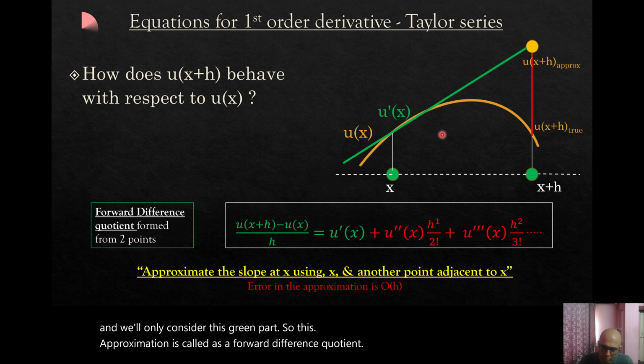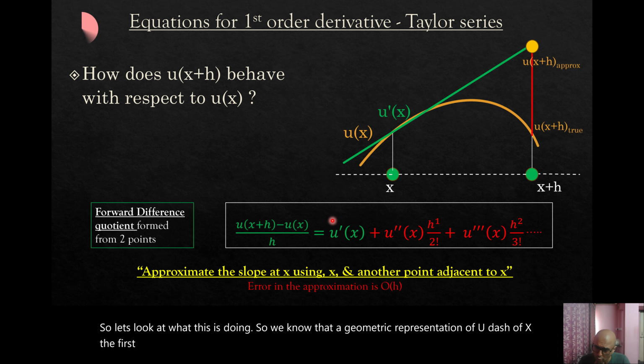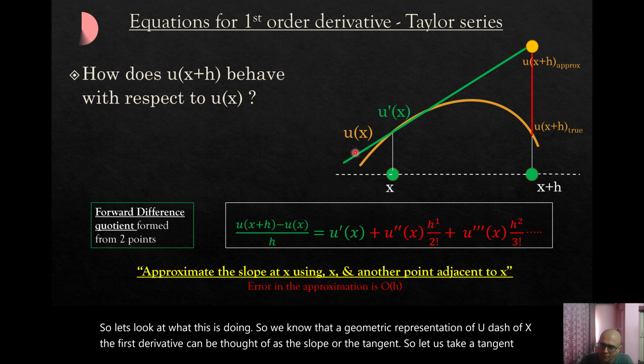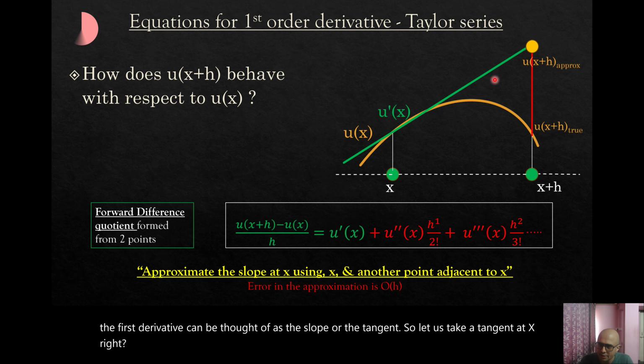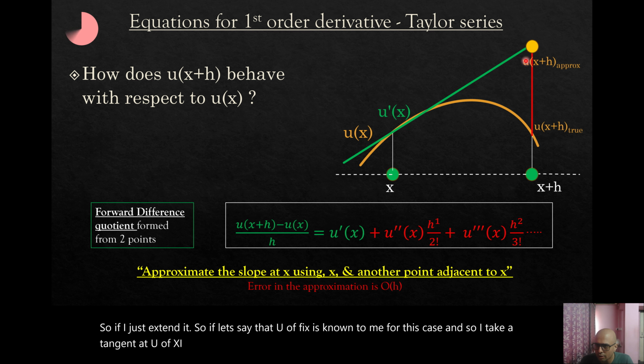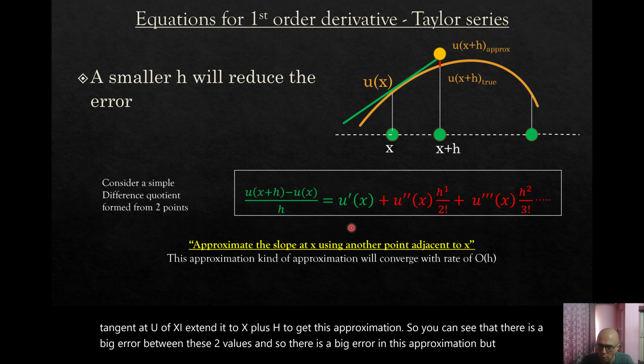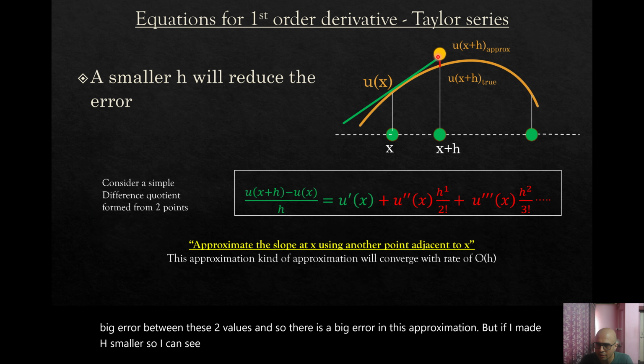Let's look at what this is doing. A geometric representation of u dash of x, the first derivative, can be thought of as the slope or the tangent. So let's take a tangent at x. Let's say u of x is known to me. I take a tangent at u of x and extend it to x plus h to get this approximation. You can see that there is a big error between these two values, so there is a big error in this approximation. But if I make h smaller, you can see that the error really reduces.